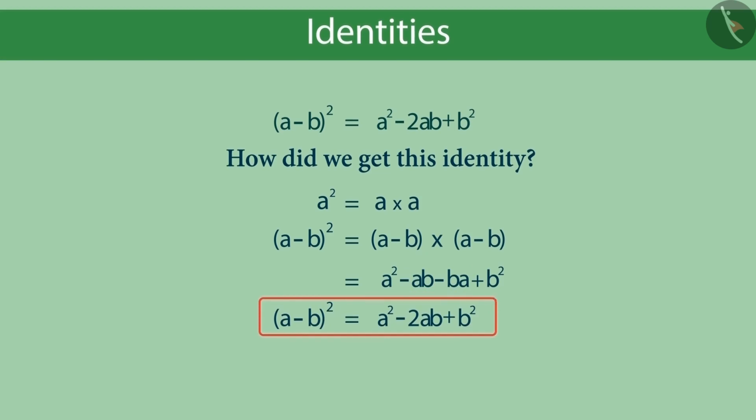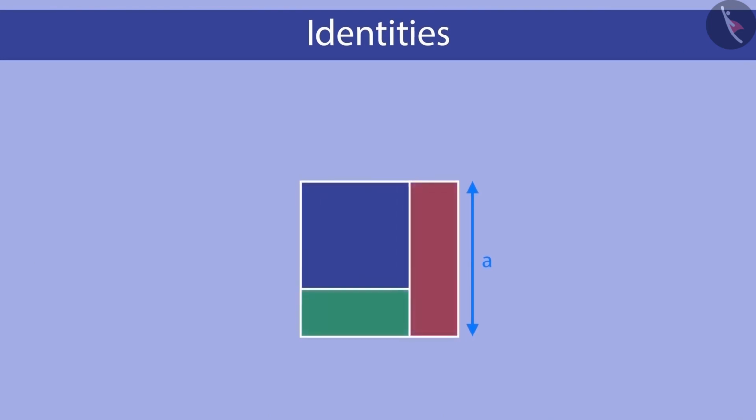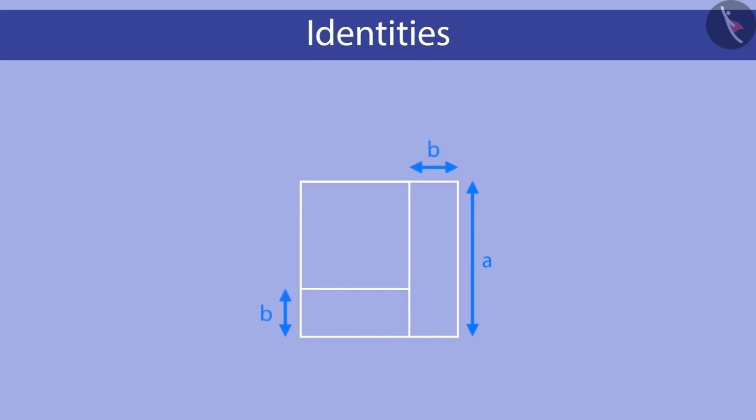To understand this identity better, let's look at this question. Suppose we have a square whose side is a. Let's divide this square into one smaller square and two rectangles. Suppose these two lengths are equal and we will denote it by b. Now, can you tell what will be the area of the smaller square?